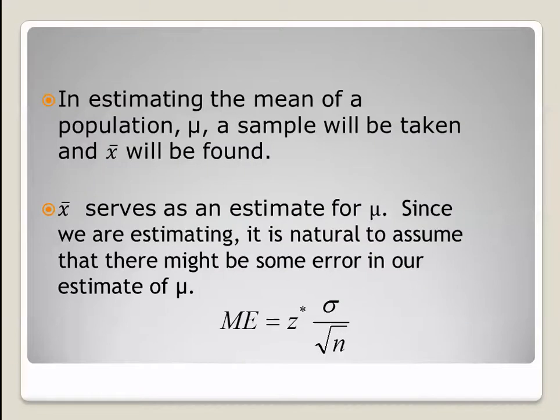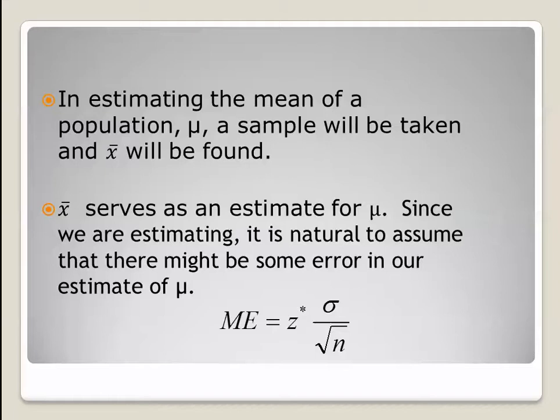So when you estimate the mean of a population, you're going to take a sample and find x bar, and use x bar as an estimate for mu. But we're going to assume that there's some error. It's not going to be all that common that you'll find a sample will have the spot-on same mean as the population does. And we figure out the margin of error.